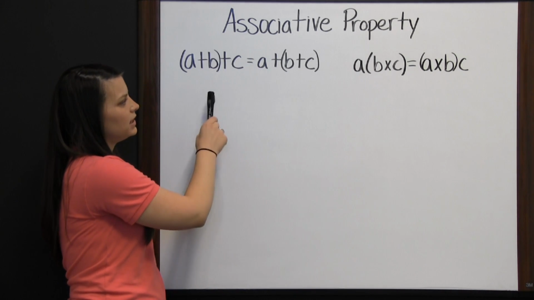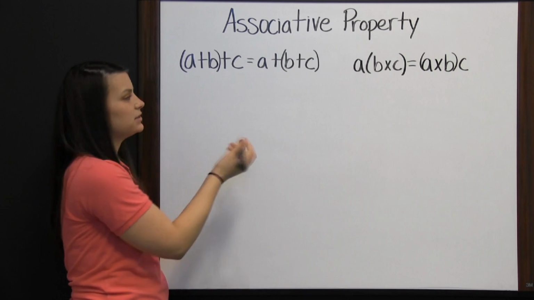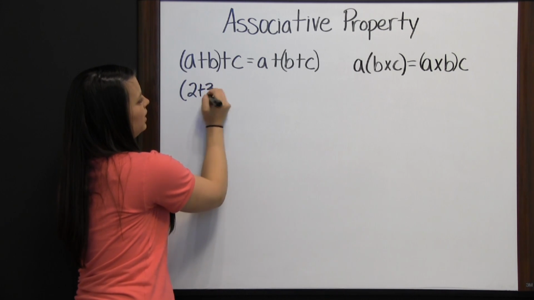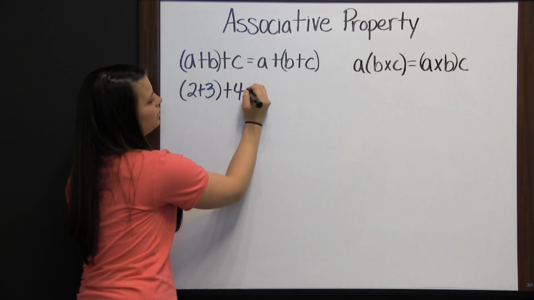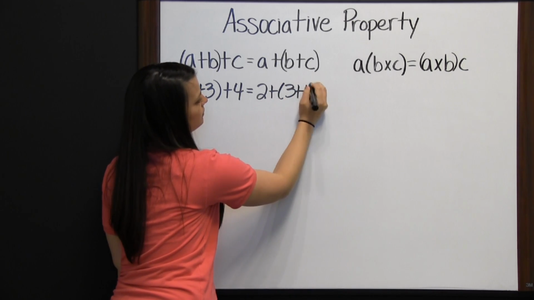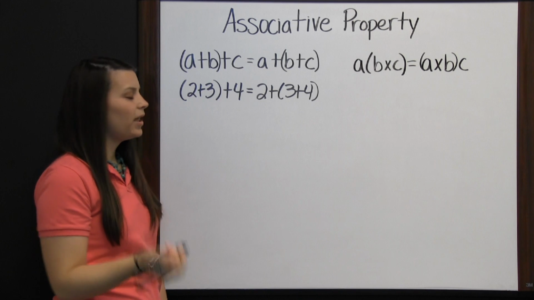(A + B) + C is equal to A + (B + C). So again, we're going to do what's in the parentheses first. Let's try this with (2 + 3) + 4 equals 2 + (3 + 4). So again, we're going to follow our order of operations, or PEMDAS.